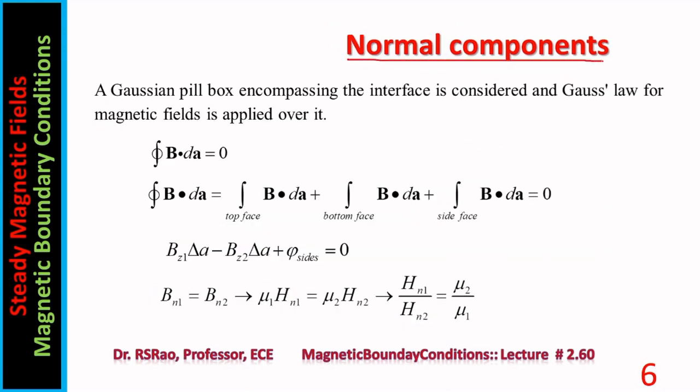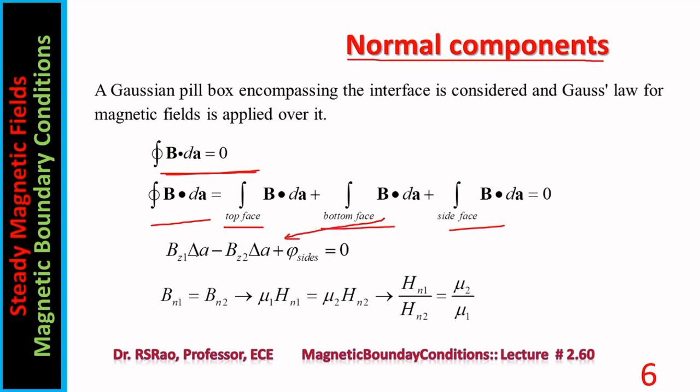Now, to obtain the condition on normal components, we have to consider a pillbox. It is already shown to you, and we perform integration. This is Gauss law for magnetic fields. We perform integration over a closed surface: the top face, bottom face, and side face, and the integration works out like this.